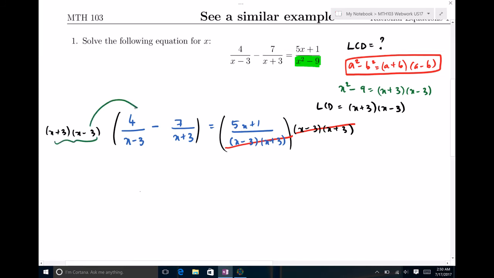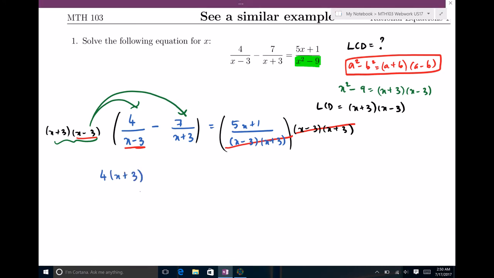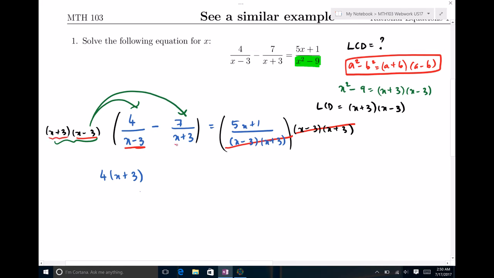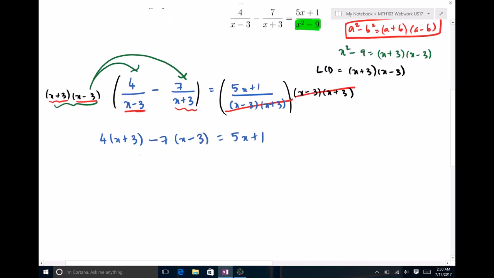I'm going to take this term and multiply it to both the terms inside the parentheses. When I multiply x plus 3 times x minus 3 to the first term, you'll see that the x minus 3 gets cancelled from the denominator. So I'm left with 4 times x plus 3. And when I multiply it to the second term, you'll see that the x plus 3 gets cancelled from the numerator and denominator, and so I'm left with negative 7 times x minus 3. And on the right hand side, since I cancelled out the denominator, I'm only left with 5x plus 1.